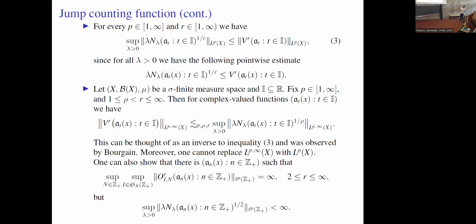Okay, and the difference between these two estimates, well, they are reversed, but the point is that instead of having an LP norm, we have weak LP norms, and in such generality it's not possible to put LP norms there. This is a very easy argument, and I will give you this argument as well.